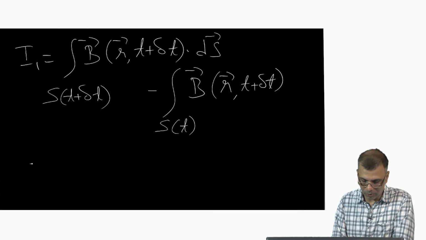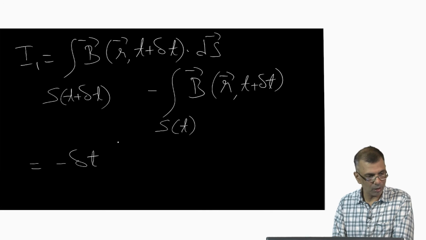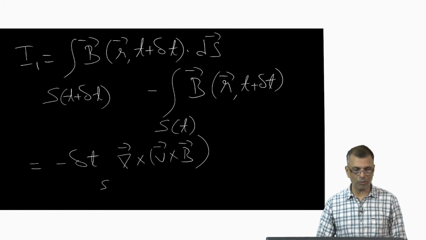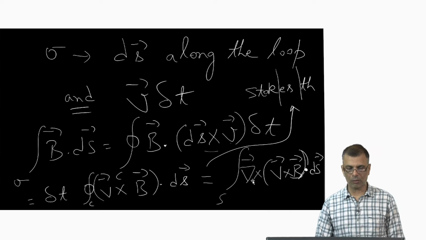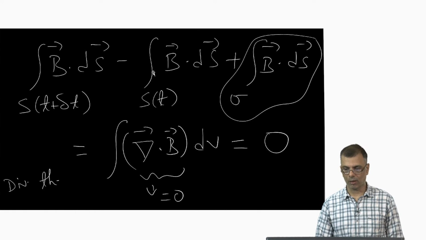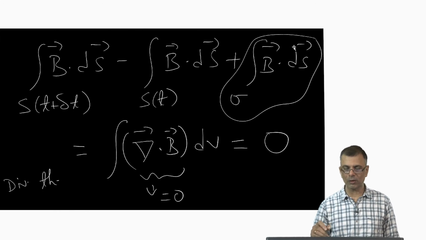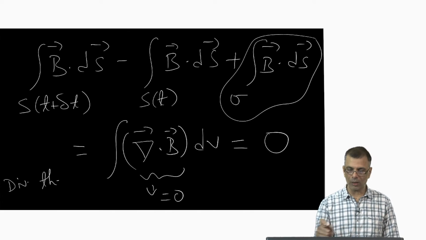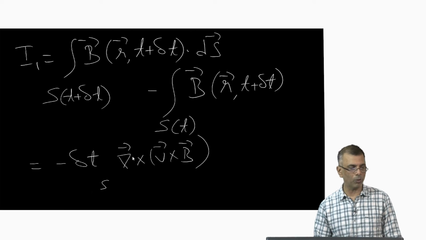And this is equal to minus delta t curl of v cross B. This comes from here, of course. It actually comes from here and here. So what we did was we identified that this B dot ds is equal to this quantity. So that's what we did. And I1 we wrote it down like this, and so this is where we have this important thing.